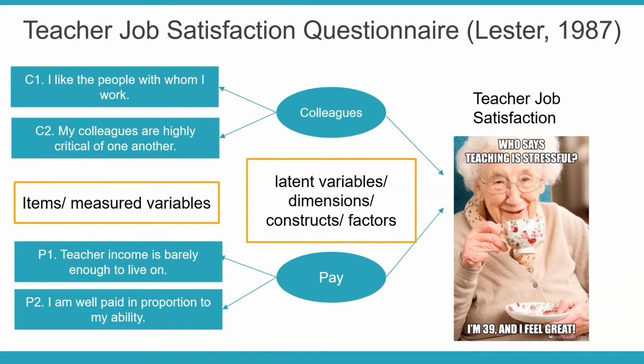In this example, C1, I like the people with whom I work. C2, my colleagues are highly critical of one another. C1 and C2 are the items. The items C1 and C2 are measuring the colleagues' factor, which is also known as the latent variables.